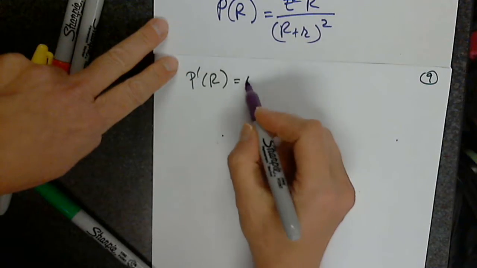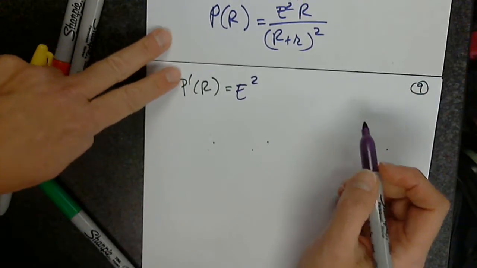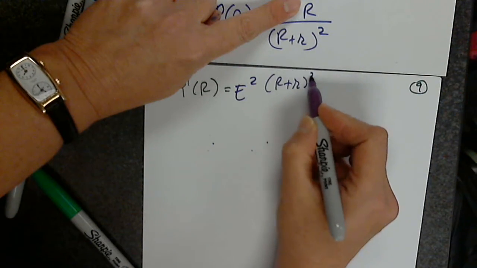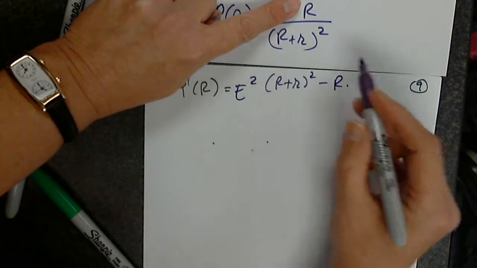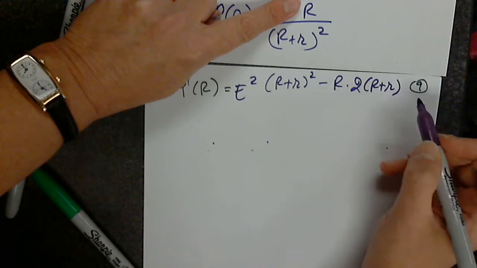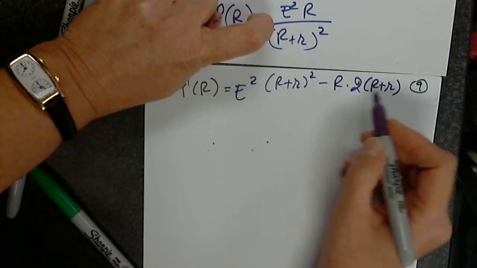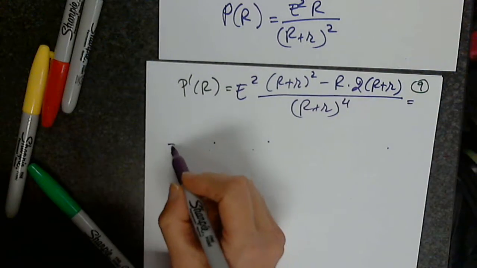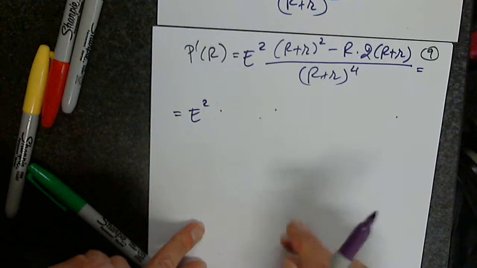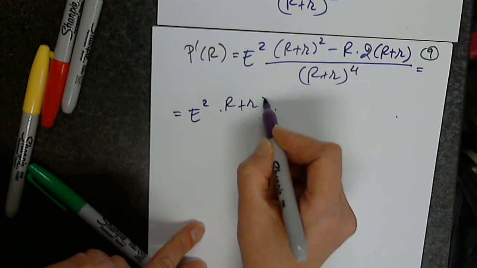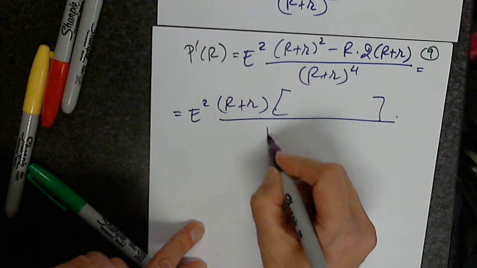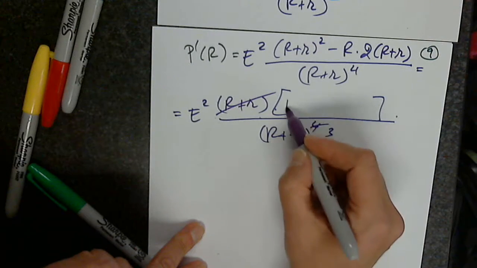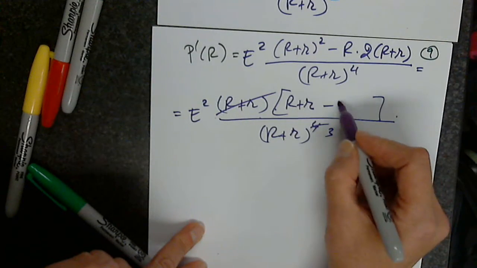So E is a constant, so I'm going to keep it outside. I don't want it in the problem. The top prime is 1 times the denominator minus the top times the denominator prime, 2 R plus r, and when I differentiate R plus r, it is 1, divided by R plus r to the 4th power. E squared stays outside. I'm going to factor out R plus r, so an R plus r is left inside. This is gone, minus 2r.